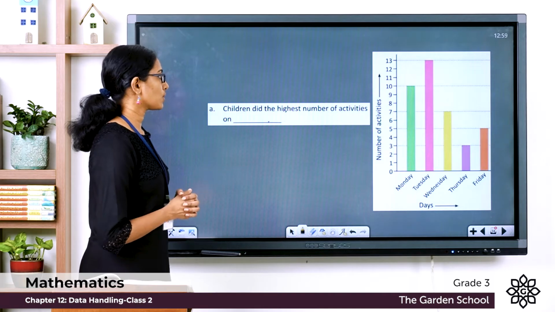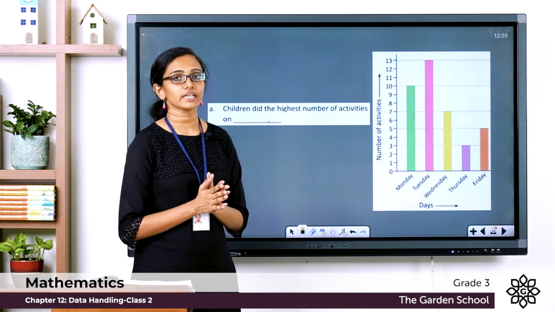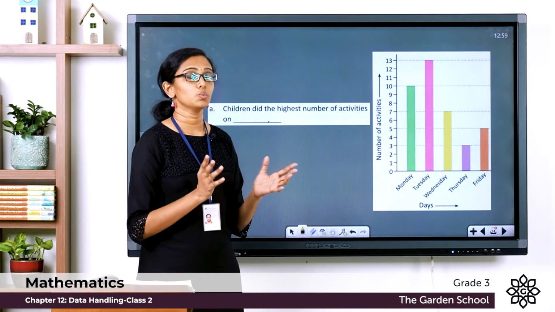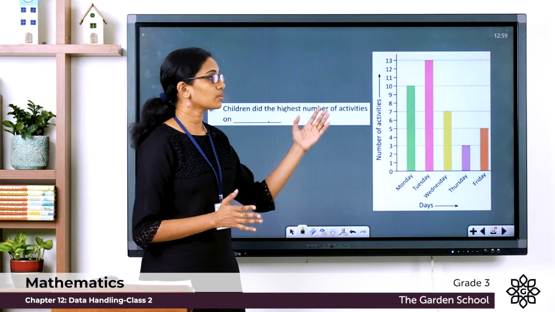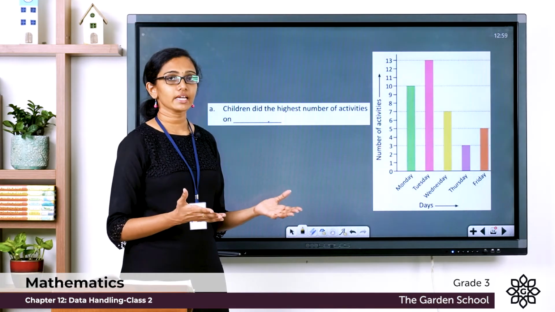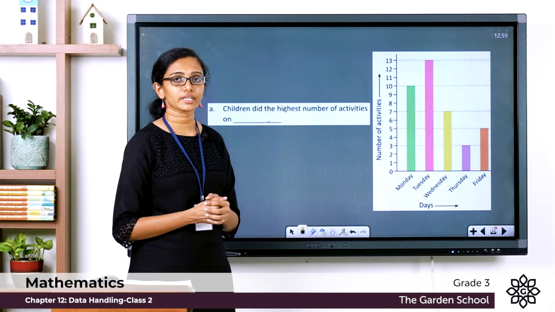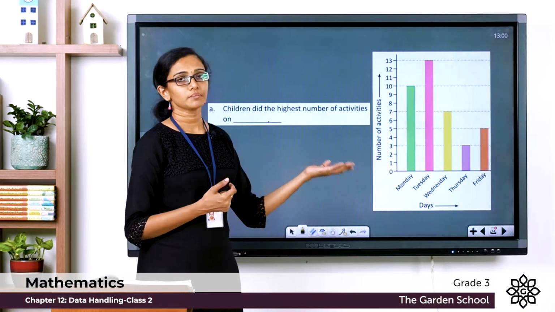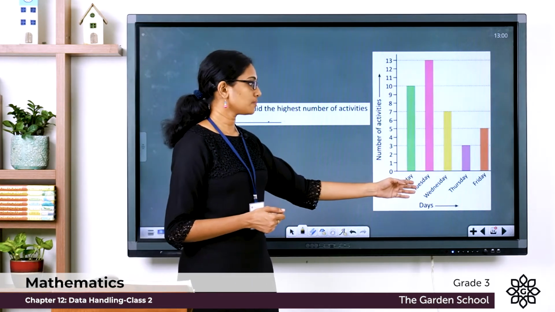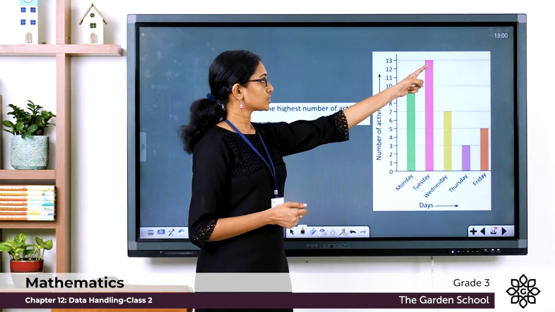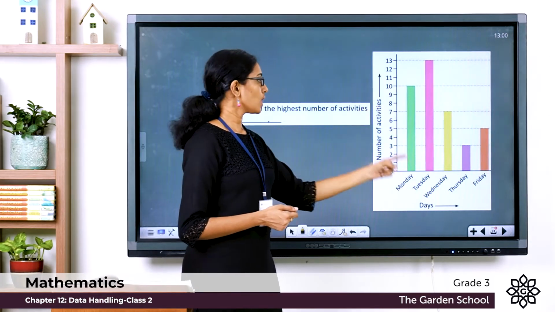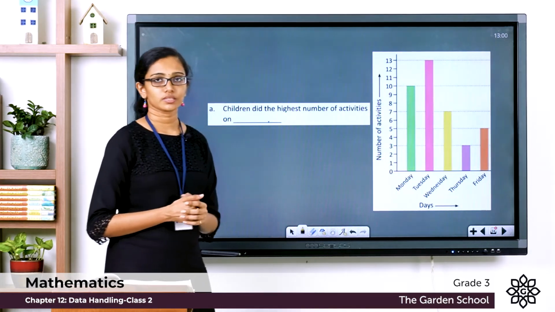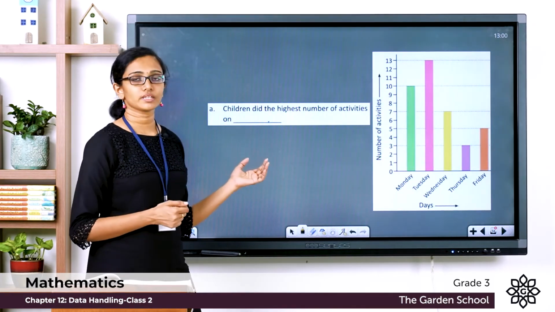Children did the highest number of activities on. So, how do we find it out? We have seen the length or the height of the rectangular bar will be proportional to the number of data items, right? Which is the day on which children did the highest number of activities? It is represented by the tallest rectangular bar in the bar graph. So here the tallest rectangular bar is the one corresponding to Tuesday, which corresponds to the value 13. So the maximum number of activities was done on Tuesday. So children did the highest number of activities on Tuesday.